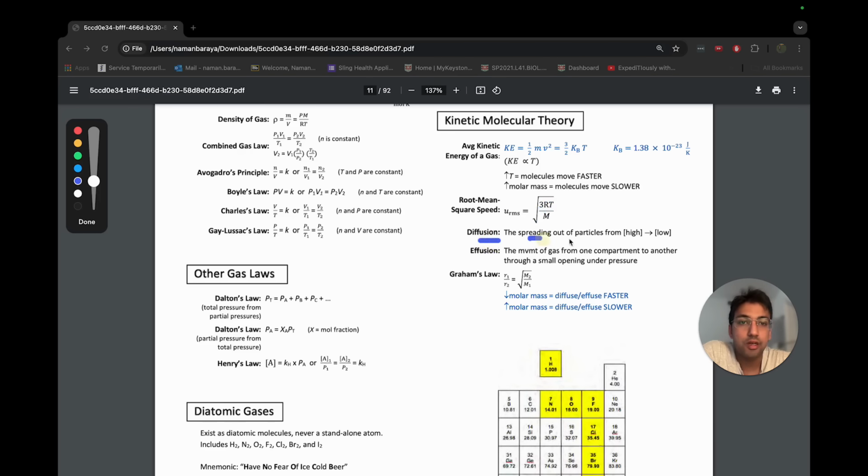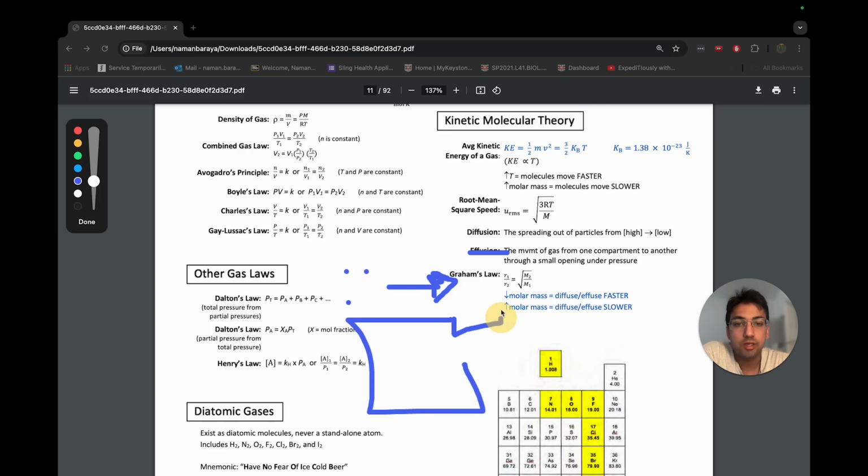Diffusion is the spreading out of particles. So you can imagine if you have really dense particles after you spray a Febreze bottle, it's going to diffuse through the air to all the places that are less full of that particle. And effusion is the movement of gas from one opening to another opening. So this is an example of effusion. Effusion is these gases that are in this box just going across to this side. That's effusion.